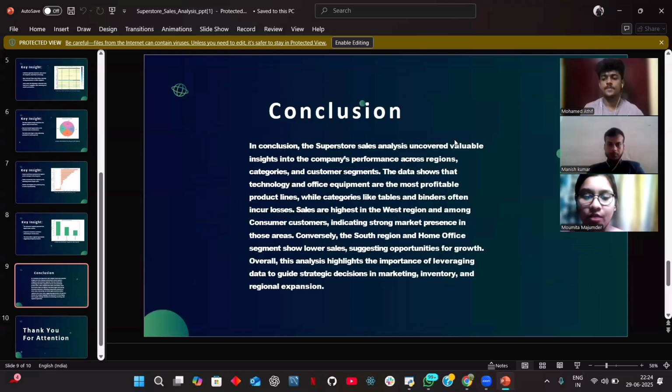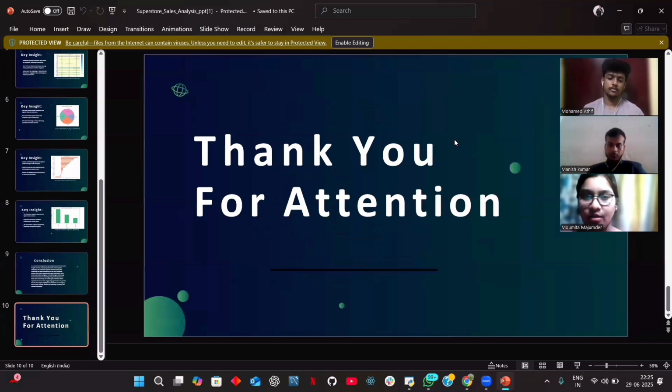To conclude, our superstore sales analysis helped us identify key drivers of sales and profit. We saw that technology and office products bring the highest revenue, while some categories like tables and binders may need strategic adjustments. The West region and consumer segment performed the best, while the South region and home office segment offered room for growth. By combining data cleaning, Python visualizations, and SQL queries, we were able to turn raw data into powerful business intelligence. Thank you for watching our presentation.